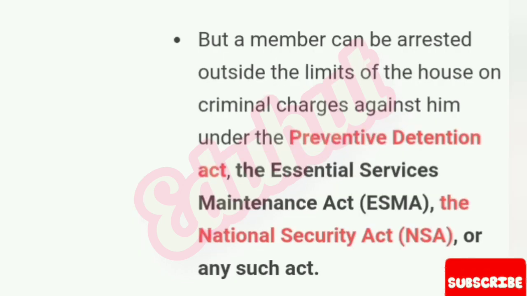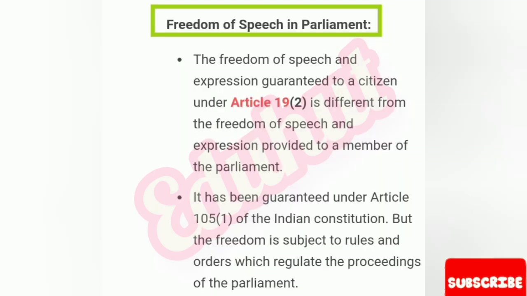But a member can be arrested outside the limits of the House on criminal charges against him under the Preventive Detention Act, the Essential Services Maintenance Act, that is ESMA, and the National Security Act, NSA, or any such act. Freedom of speech in Parliament.